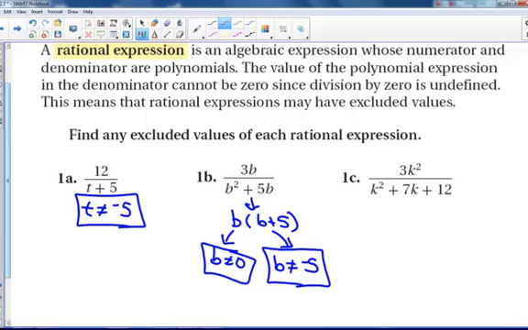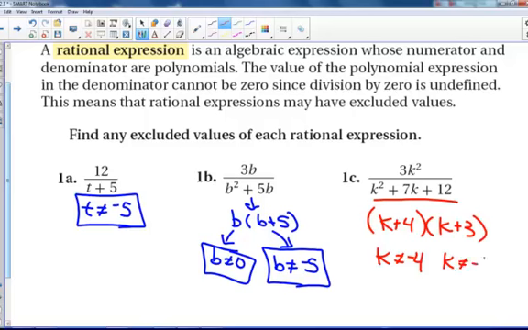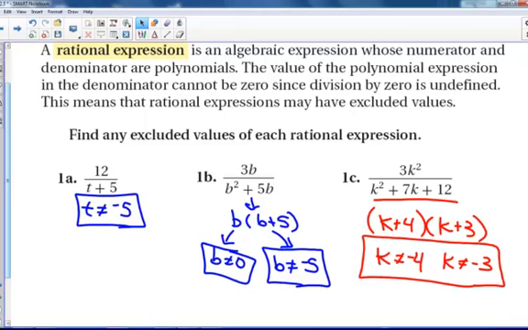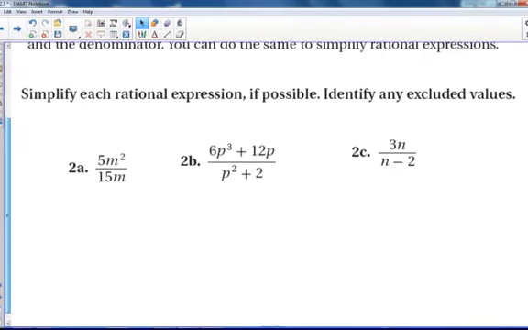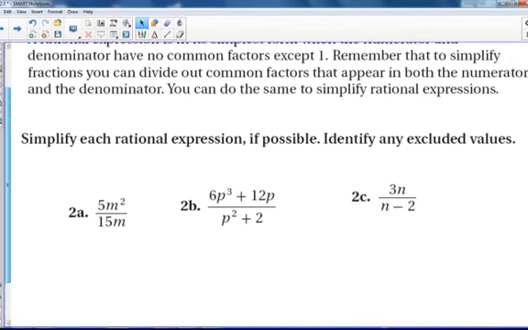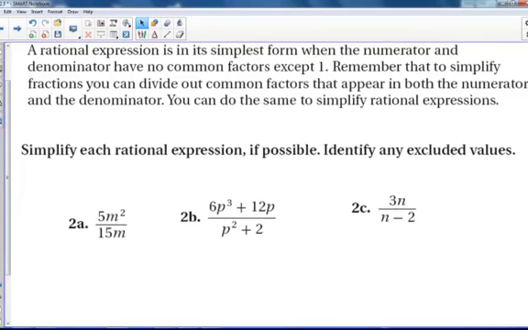And over here, again, I factor: k plus 4, k plus 3. So k cannot equal negative 4, and k cannot equal negative 3. If my denominator is 0, I get error. When denominators are zeros, you have those asymptotes, which the graph gets closer and closer to, but never touches. So we need to factor first. Then we need to state our exclusions, and then we need to reduce.